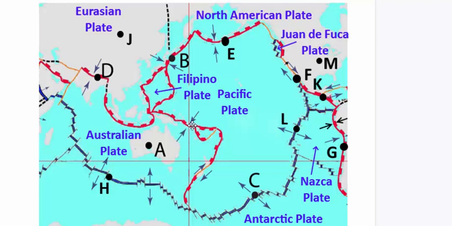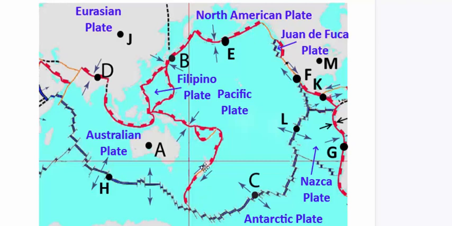That's a convergent boundary. Now this one here, one is moving this way while the other one is sideswiping it this way. So the Australian plate is moving this way and the Pacific plate is moving this way. That's what we call a transform boundary.